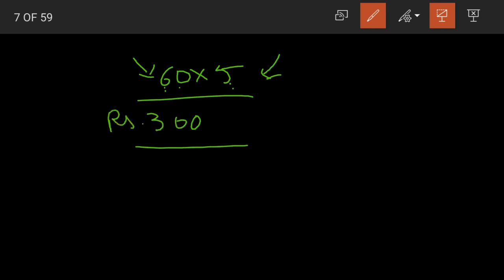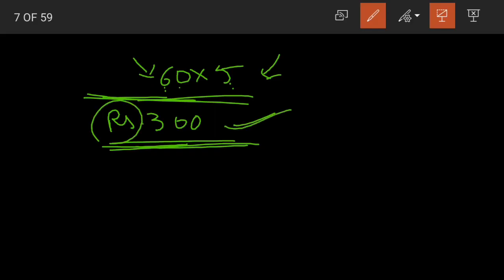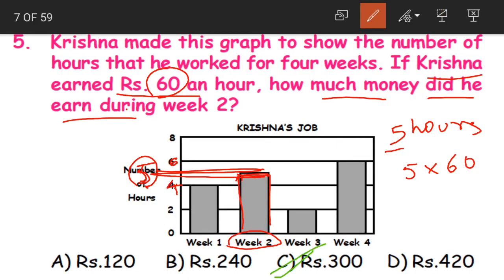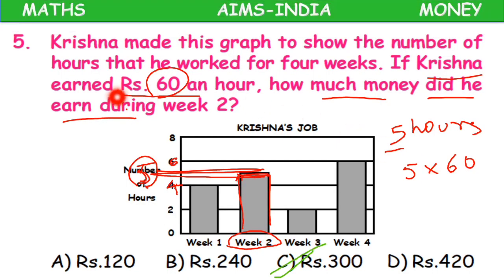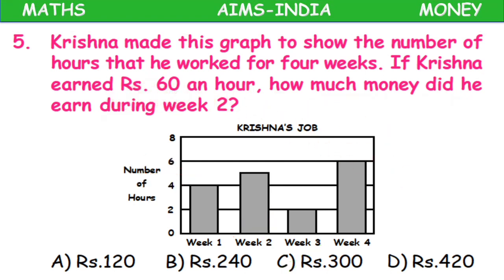And remember to present the answer in rupees. Yes children, we are dealing with money here, so it is important that we write the answer in rupees. Our answer here is 300 rupees. Option C. How did we get it? The number of hours multiplied by the money earned per hour.